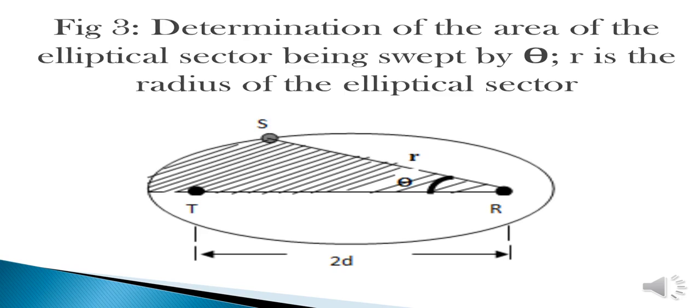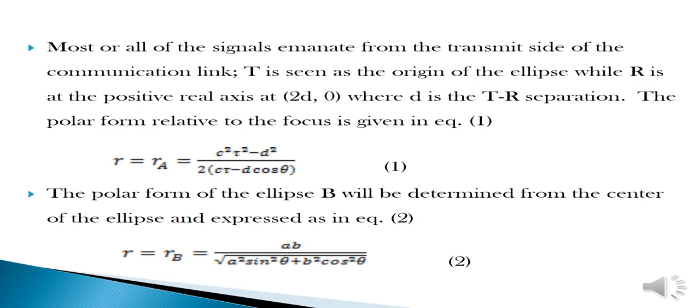Okay, this figure 3 gives us a pictorial of how to determine the area of the elliptical sector swept by theta, where R is the radius of the elliptical sector. It gives us a pictorial view of how to determine the polar form of the ellipse.